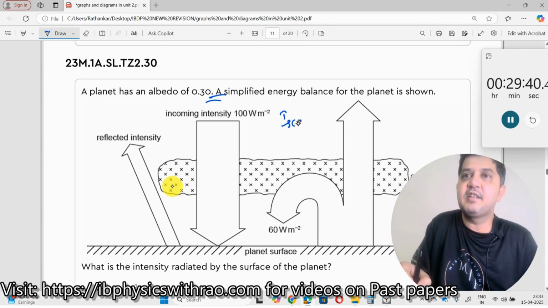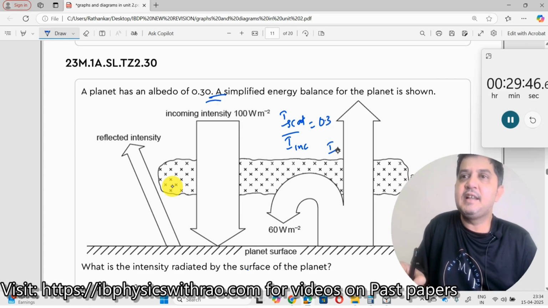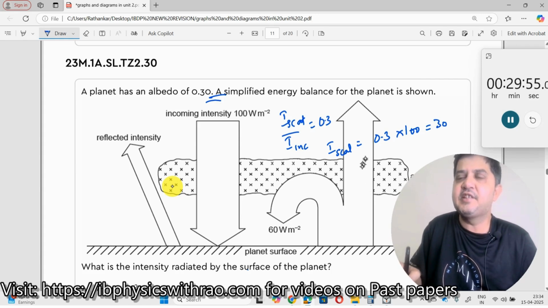I scattered divided by I incident is equal to 0.3. So I scattered or reflected should be equal to 0.3 multiplied by 100, which should be equal to 30, right? So it means 30 units is getting reflected. Therefore, what is being retained? Retained is 70 over here.